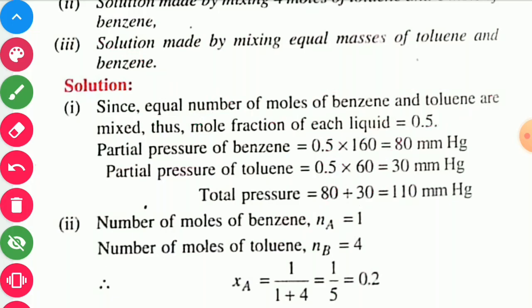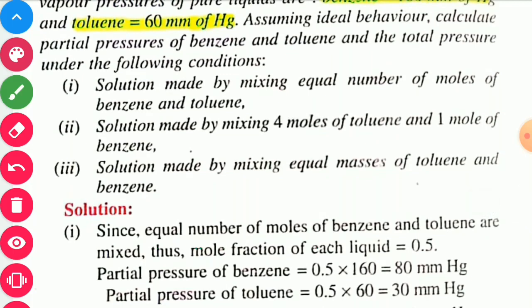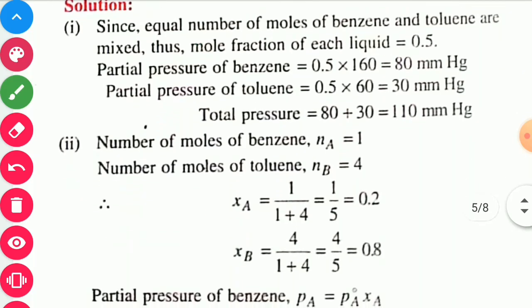Now the second part of this question. The second part is a solution made by mixing 4 moles of toluene and 1 mole of benzene. In this situation we have to find the mole fraction of each component. Here the moles of toluene is 4 and the moles of benzene is 1. Therefore we may find the mole fraction of each component because the number of moles is given. So in the second case, the number of moles of benzene, that is Na, equals 1, and the number of moles of toluene is 4.